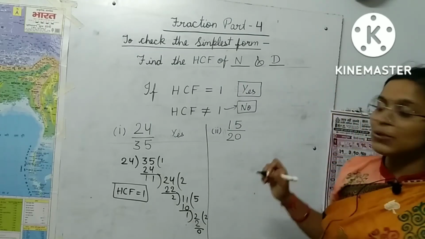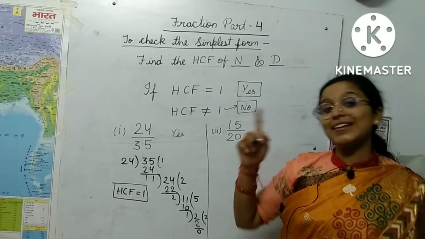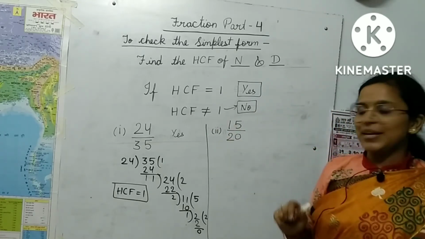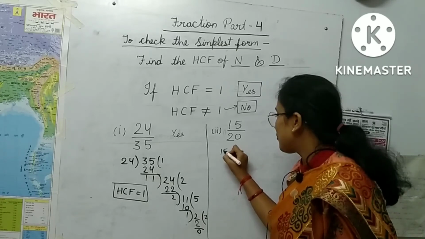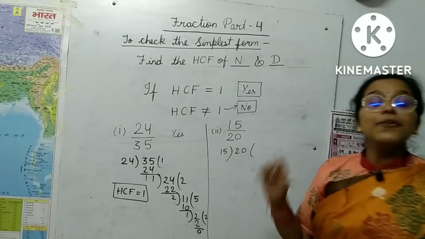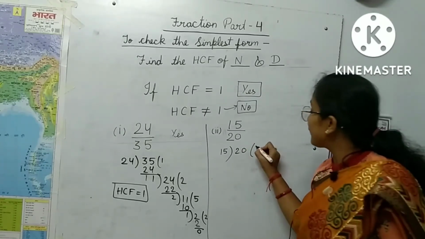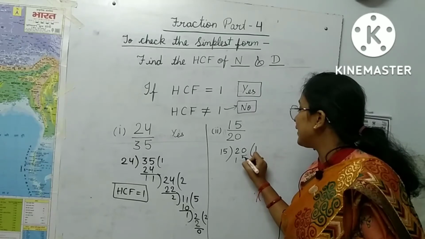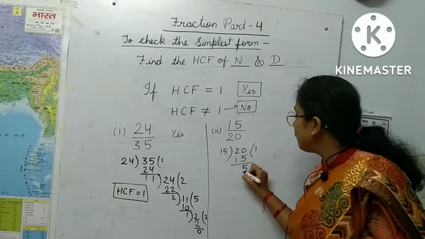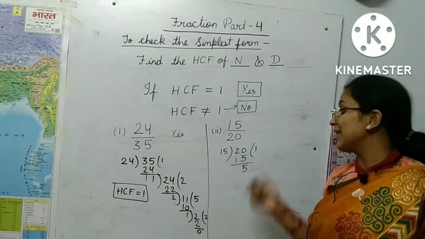Now let's move to 15 by 20. Again we will find the HCF of the given numerator and denominator. 15 you make your divisor and 20 your dividend. Read the table of 15, that should not be more than 20. 15 ones are 15. Now subtract from 20, the remainder is 5. Is the remainder 0? No, so again we repeat the same thing.